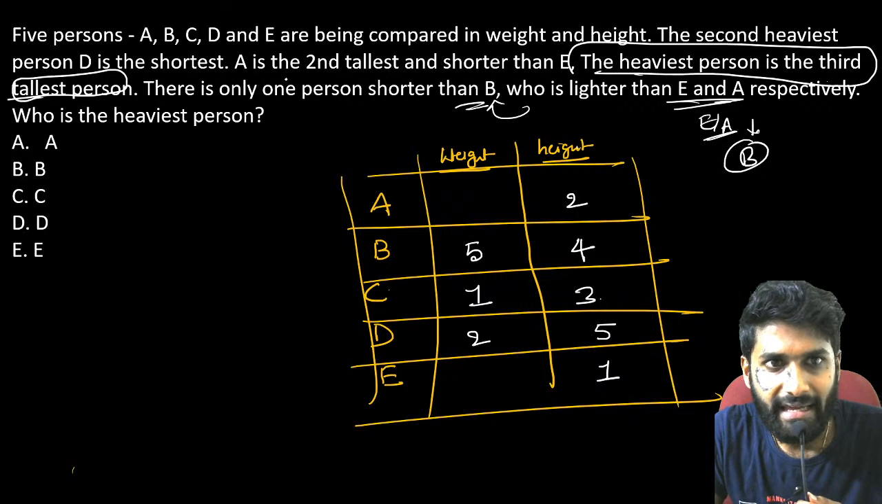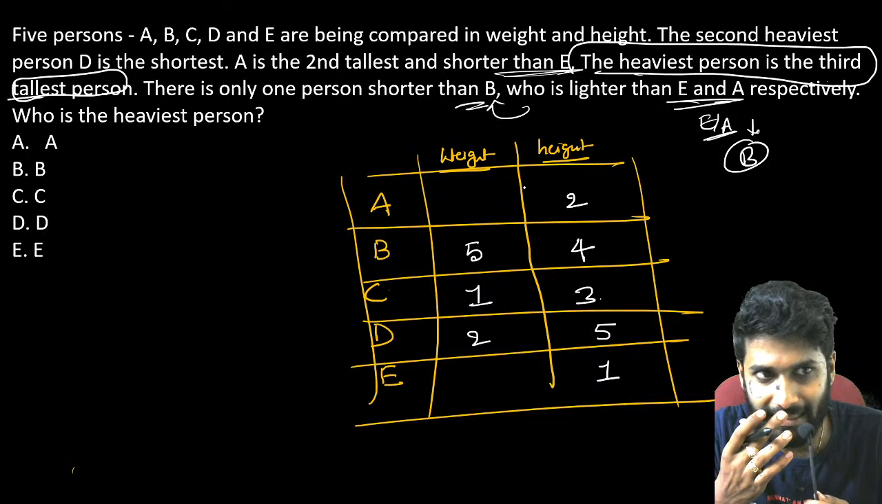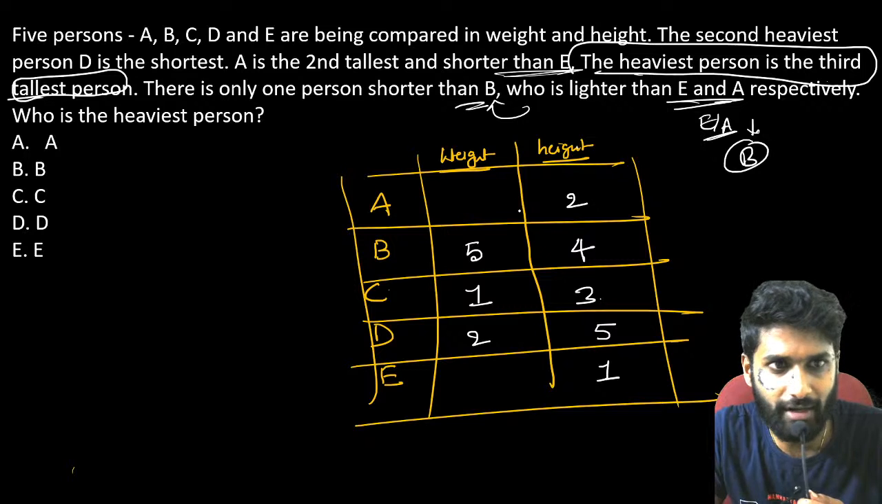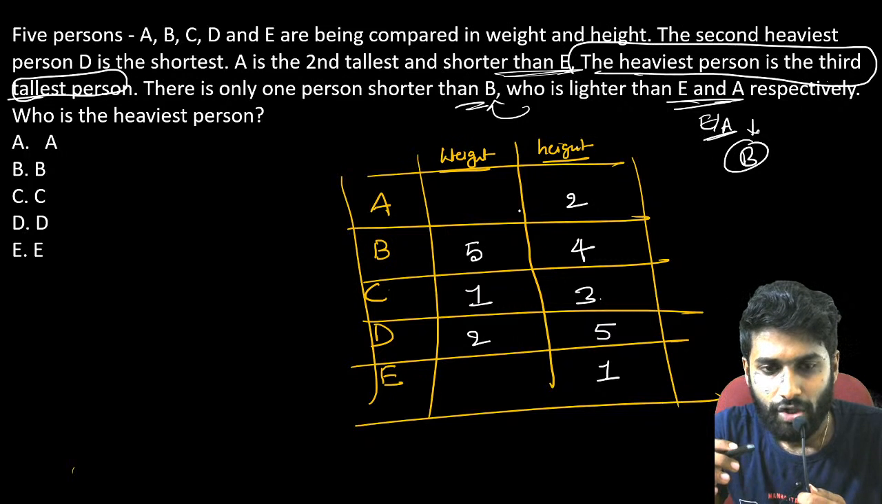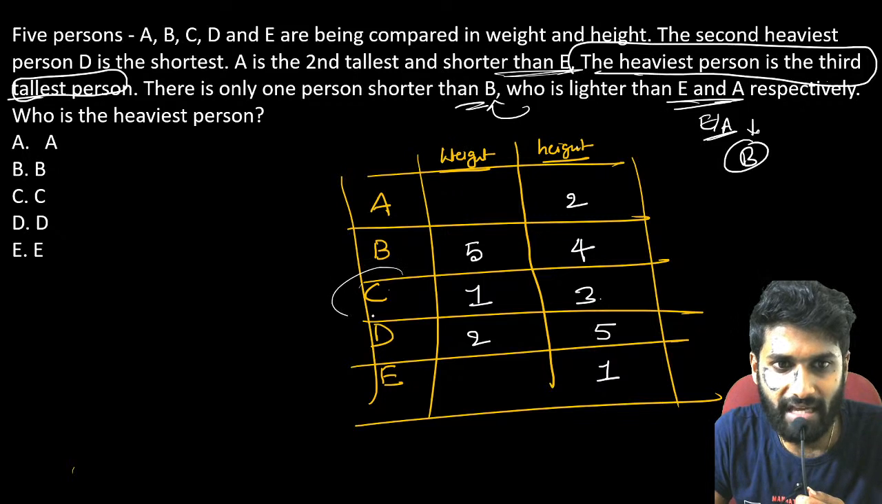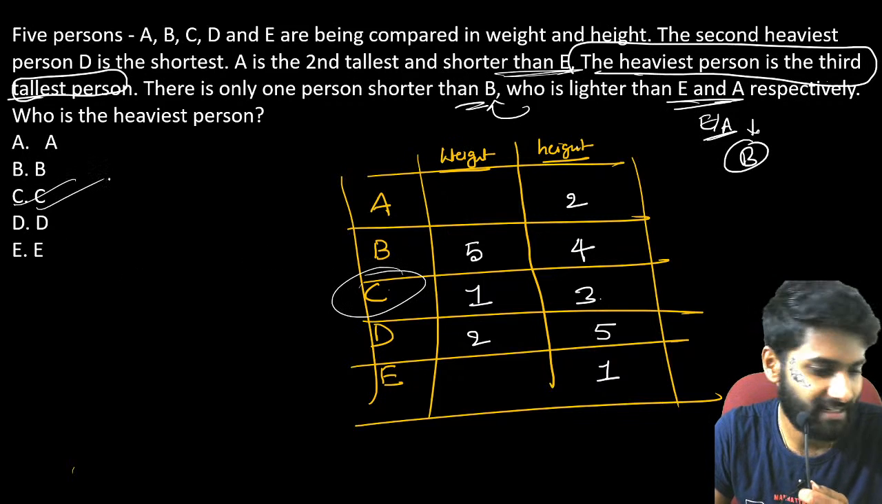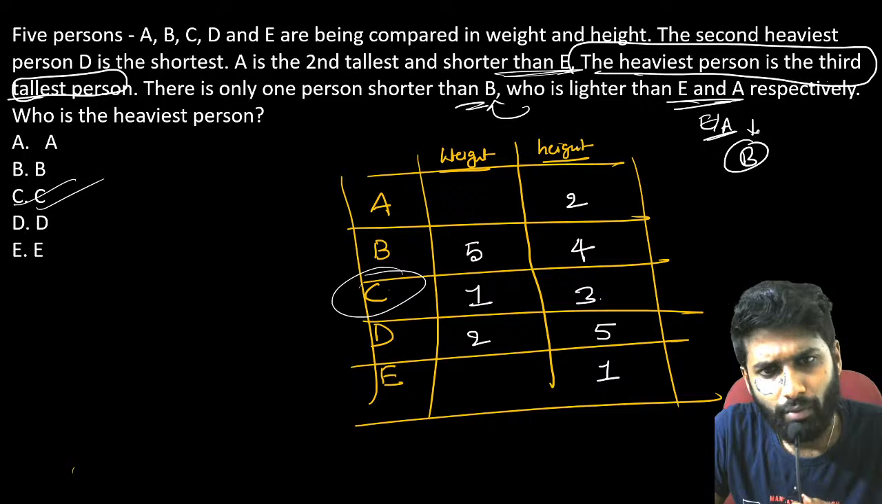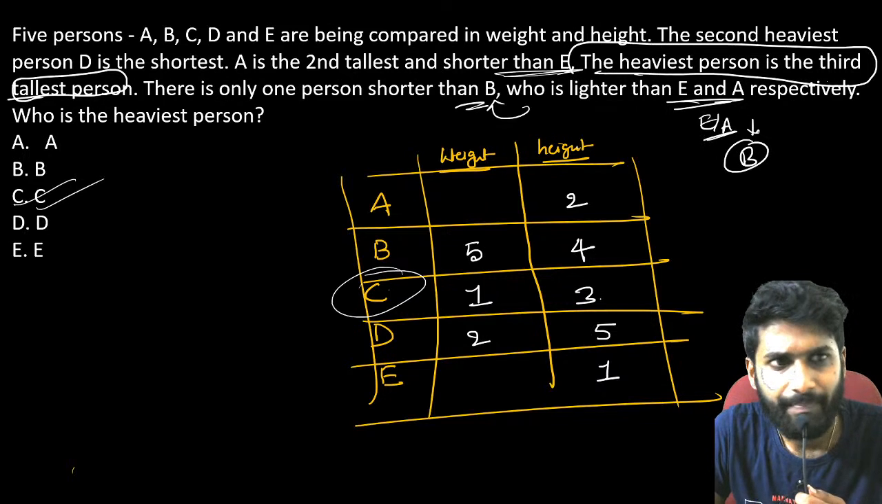A is the second tallest person and shorter than B. Confirmed: the heaviest person is the third tallest person. Only one person is shorter than B, height wise. And who is lighter than E and A? Then who is the heaviest person? That is the person related to C. It's very good. But what about the AE rank? Any information for AE?